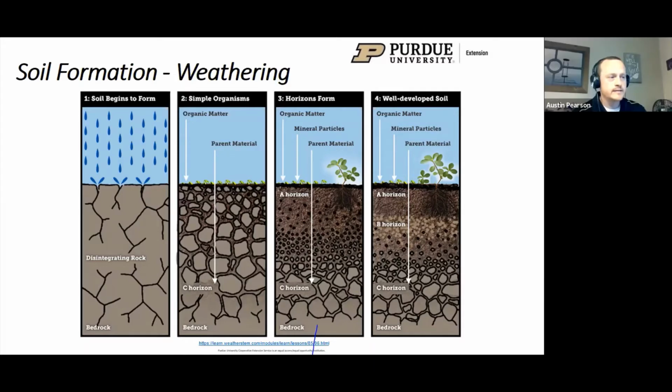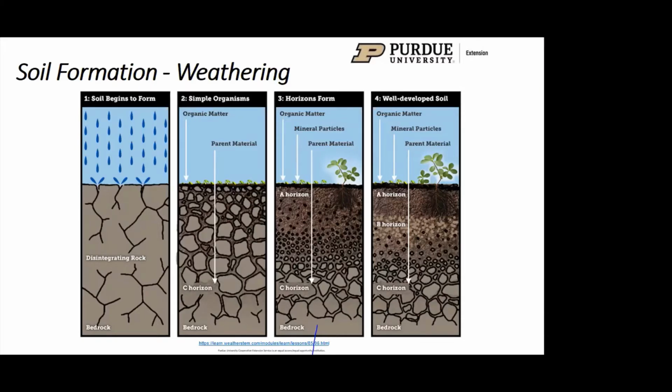When you get to step 3, you start seeing horizons forming, especially in this image. You can see that we've had enough time where we've had plants cycling and growing and dying and decomposing. You start getting a horizon called the A horizon. This is where your topsoil is located. It's where a lot of our plants are pulling their nutrients from. And then you also see down further in the soil the C horizon, which is your parent material.